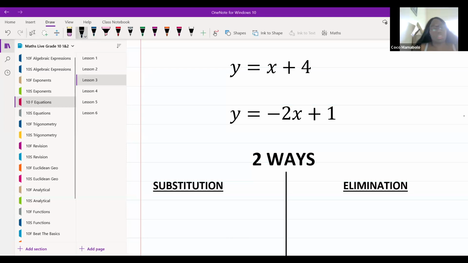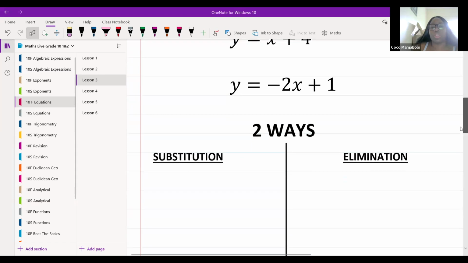If you're taking notes, and you should be taking notes, not if, because you're taking notes, right? We're going to start with substitution.